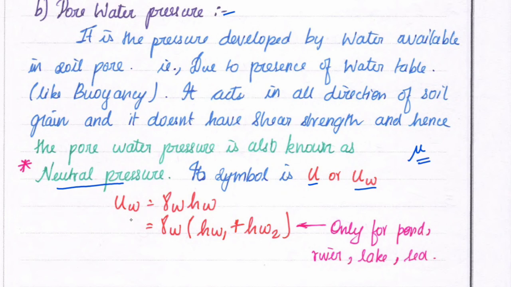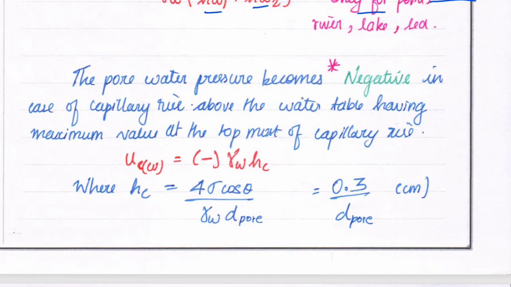Now we can consider a pond, river or lake. We know two heights of water table, hw1 and hw2. For example, take this as the water table in the pond. Here is the ground water table, and here is the water content. Here we take H1 and H2, that is HW1 and HW2. And pore water pressure becomes negative if the capillary water rises upward in the soil.